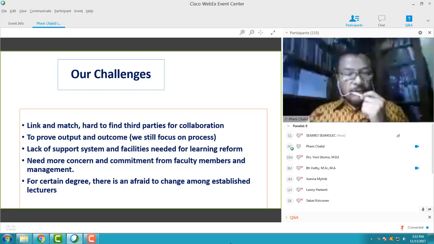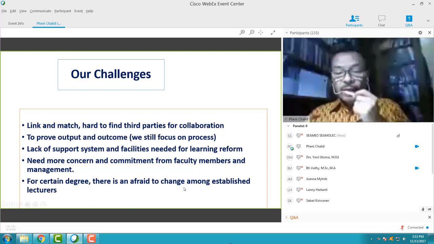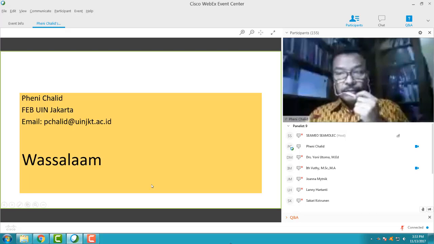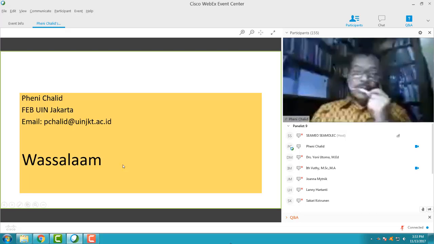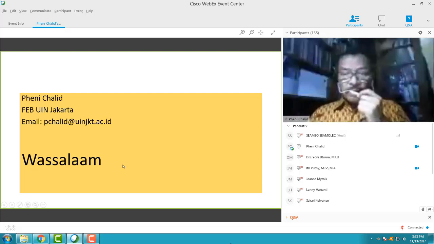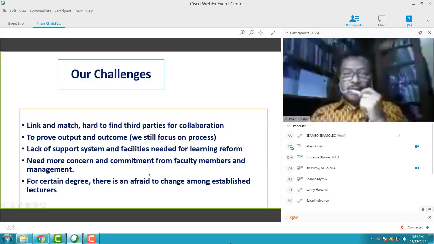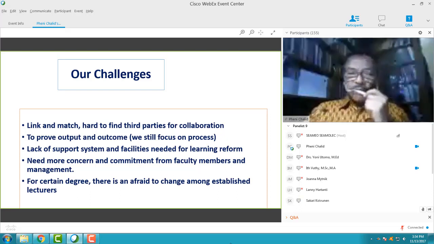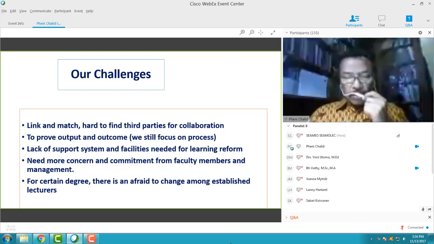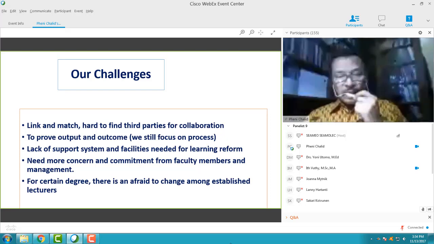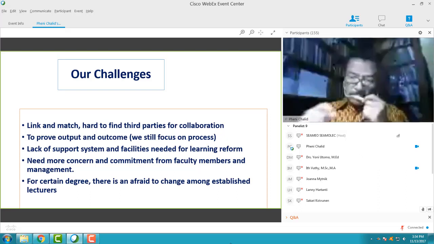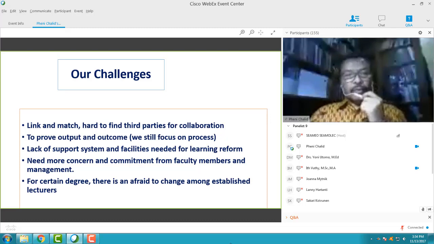So the fifth, to a certain degree, there is an effort to change among established lecturers, because they are already in their comfort zone. Sometimes they just teach one hour and then they leave the class. But for gamification, there is a real dynamic among the students, together with the coach or facilitator, who will be part of the group and part of the discussion system and mechanism inside the classes. And also, it is not only in the classes but outside. They have to go outside and discuss with others and write a report on that.